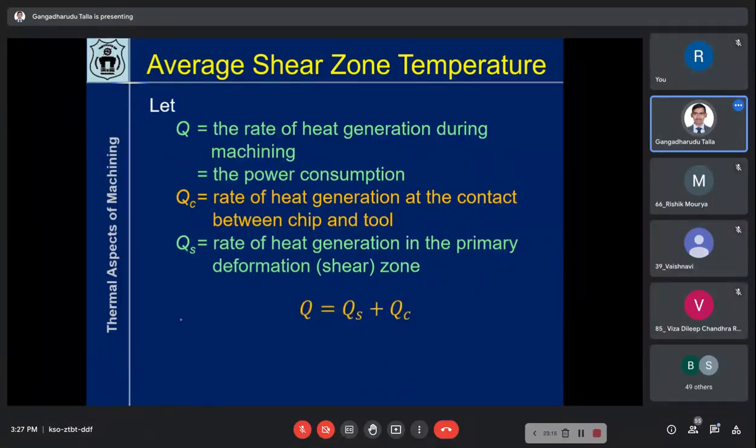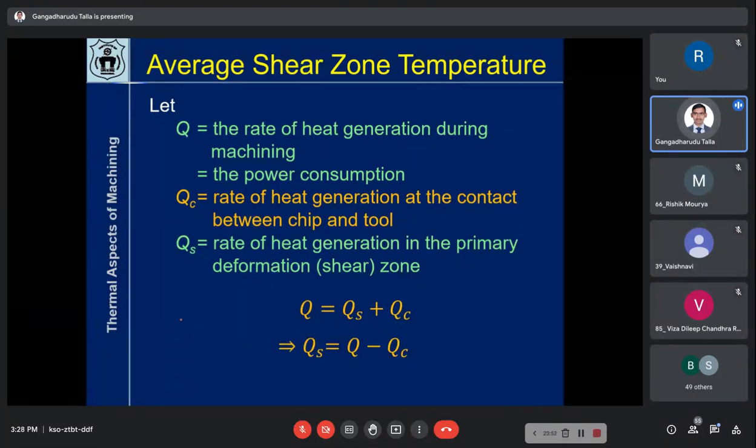Now we can write Q is equal to QS plus QC. Q is the total rate of heat generated during the machining process. QS is the rate of heat generation in the shear zone. QC is the rate of heat generation at the chip-tool contact. There is one more, chip and workpiece contact, but its quantity is very, very less, so it is neglected. Now we can rewrite this equation as QS is equal to Q minus QC.